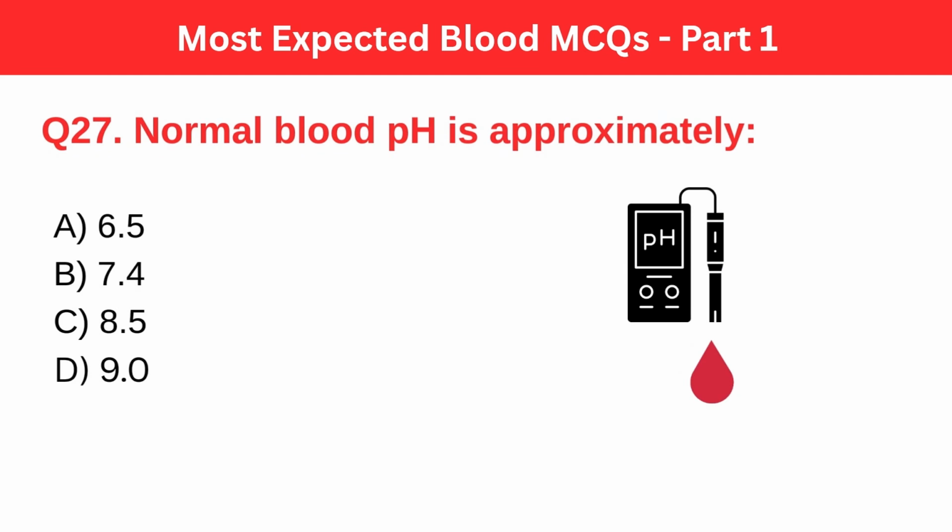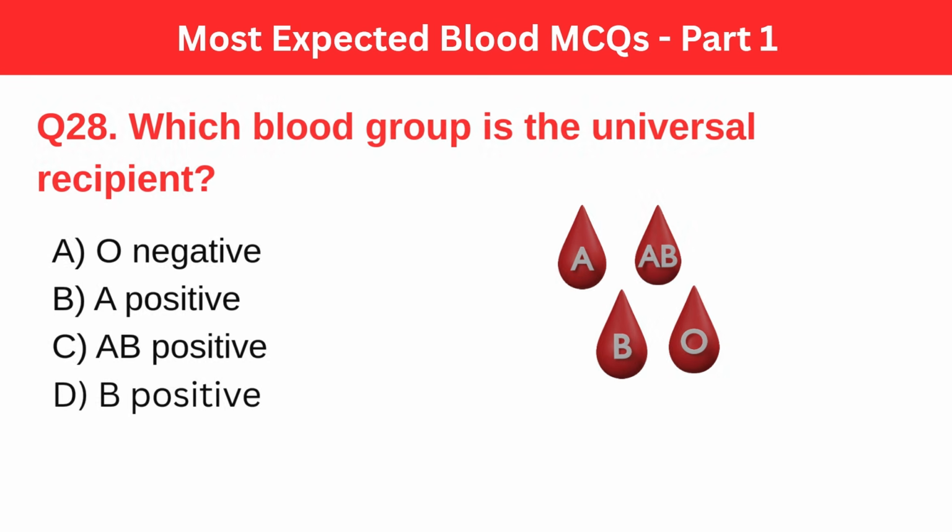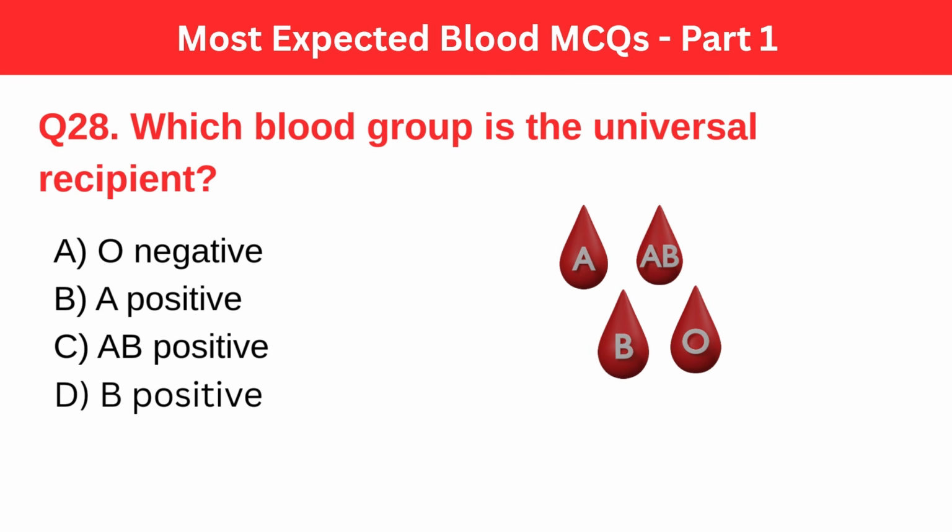Question number 27. Normal blood pH is approximately. The right option is B. 7.4. Question number 28. Which blood group is the universal recipient? The right option is C. AB positive.